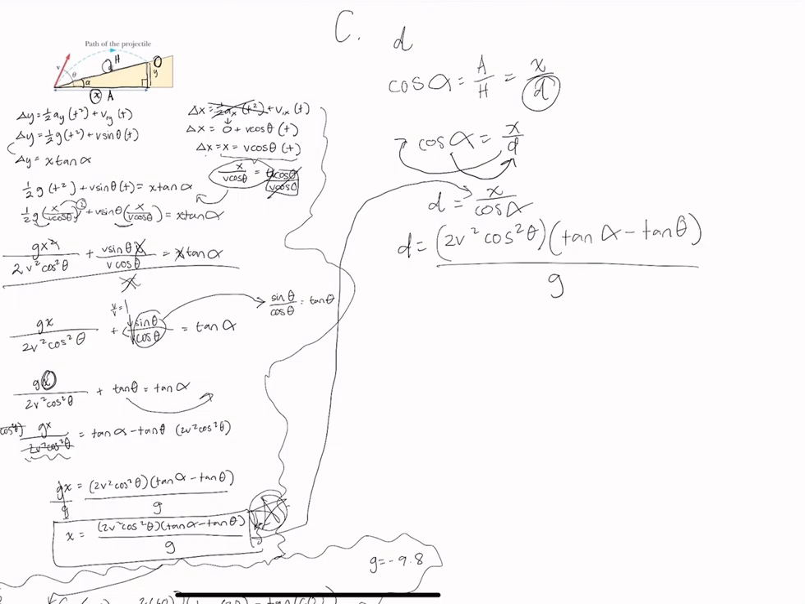And then we have this cosine of alpha down here, so multiplied by cosine of alpha on the bottom. Now you can see tangent of alpha here and tangent of theta. If you remember the trig identity, tangent of an angle is just equal to sine of that angle over cosine of that same angle. So we're going to convert these tangents into sine over cosine of their respective angles.